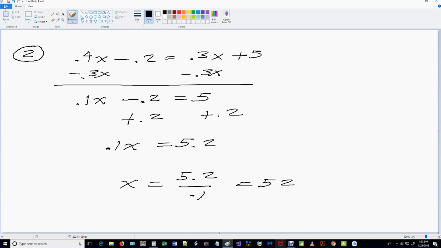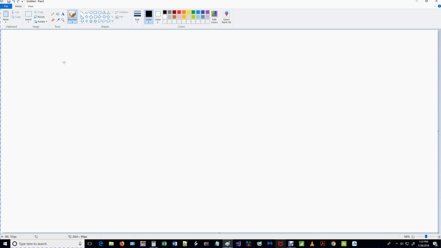To do the third problem, we need to do the following. Every linear equation could be classified into one of three classes. One would be called a conditional equation.